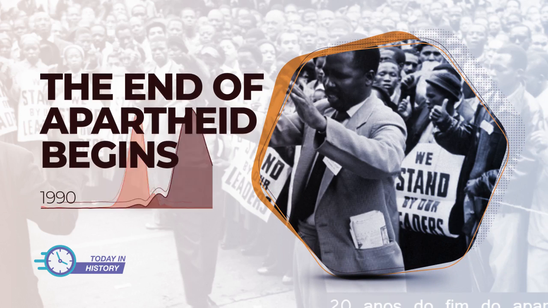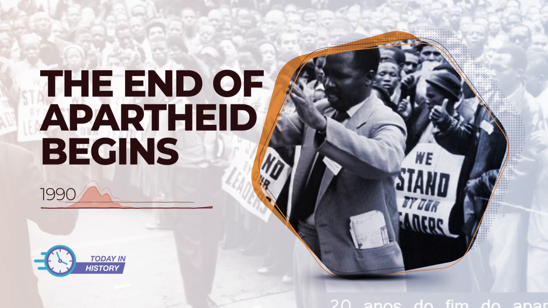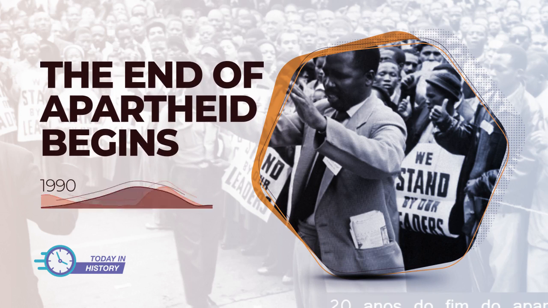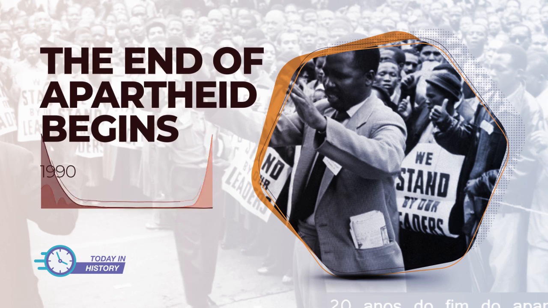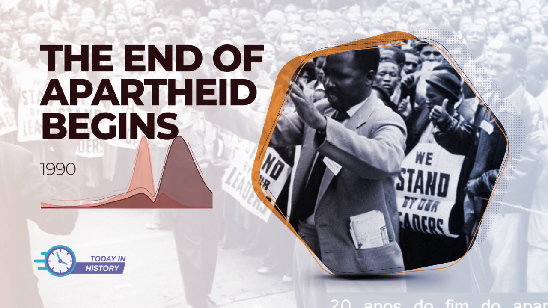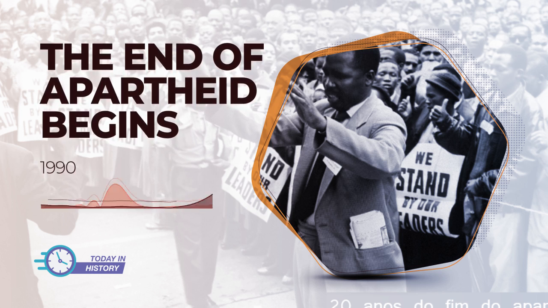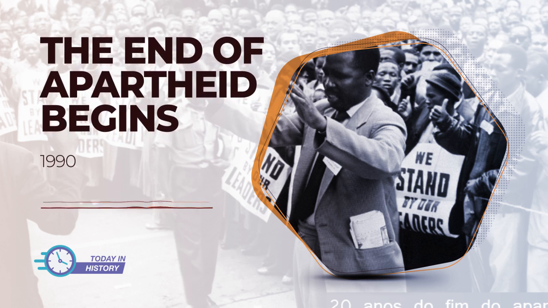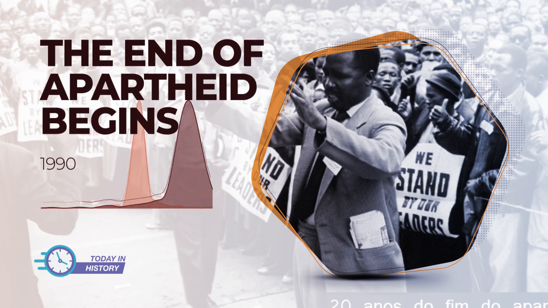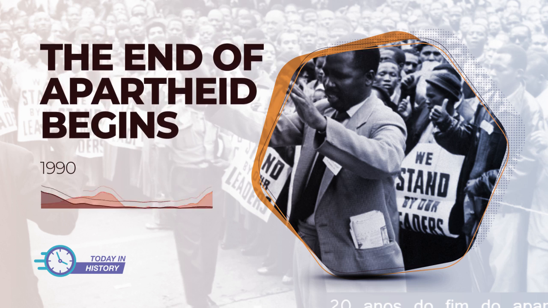In today's video we will talk about the day, February 11, 1990. The end of apartheid begins. The term apartheid, from the Afrikaans language, means separation, and is used to designate the policy of racial segregation practiced in the Republic of South Africa, in force until 1994 and characterized by the strict division between the governing white minority and the non-white majority.